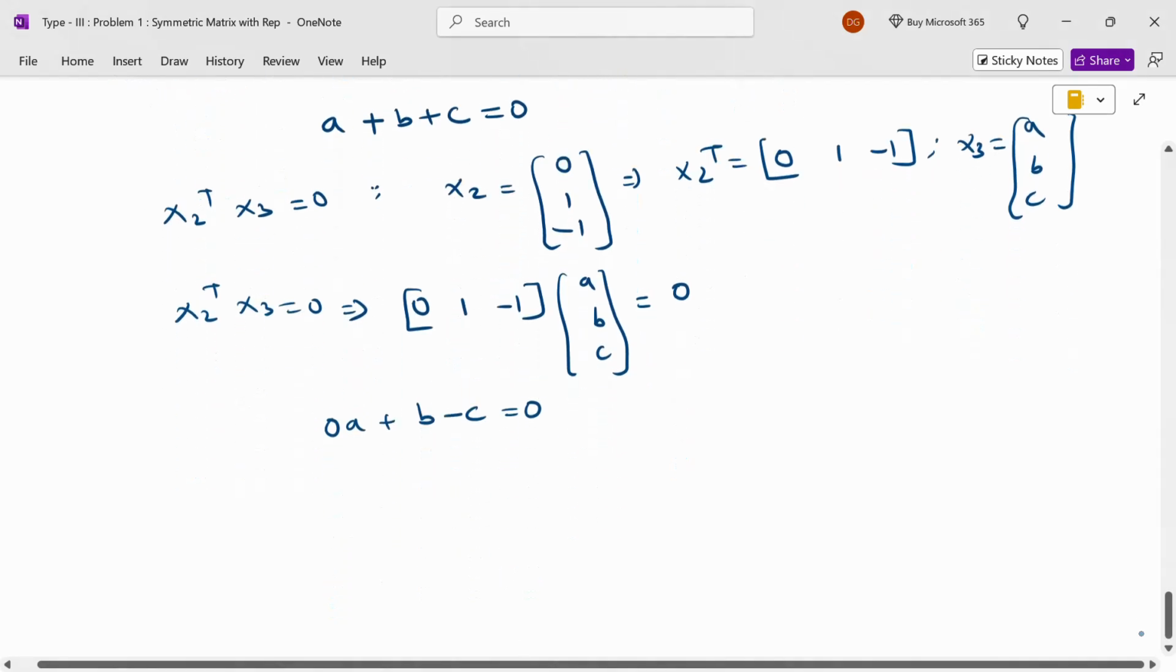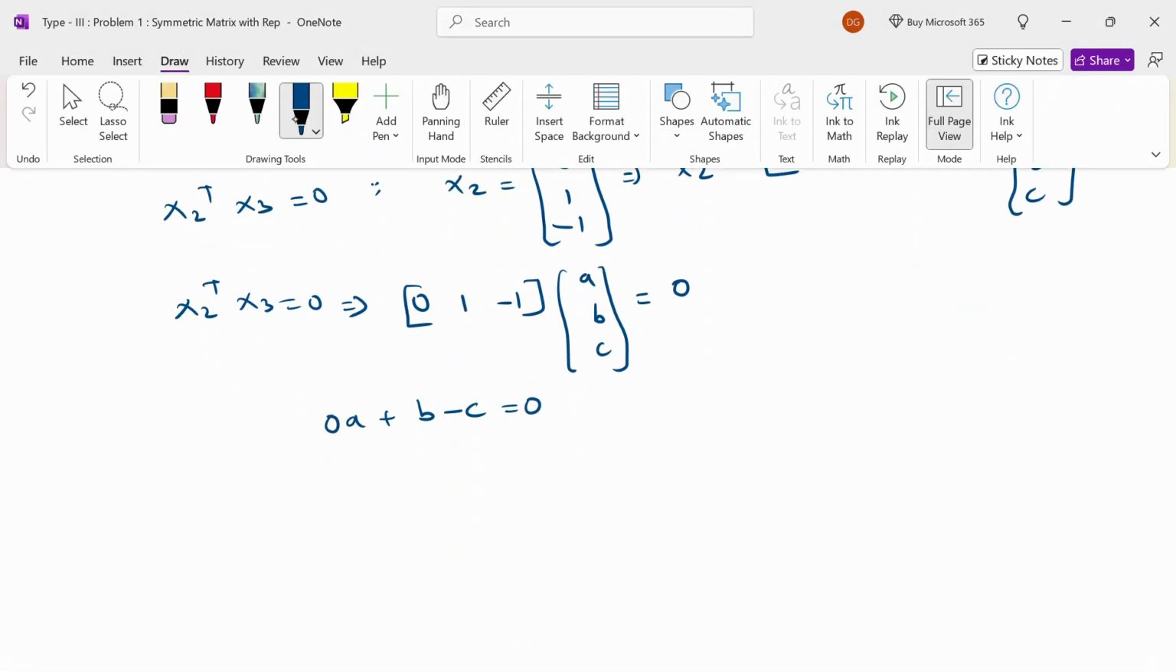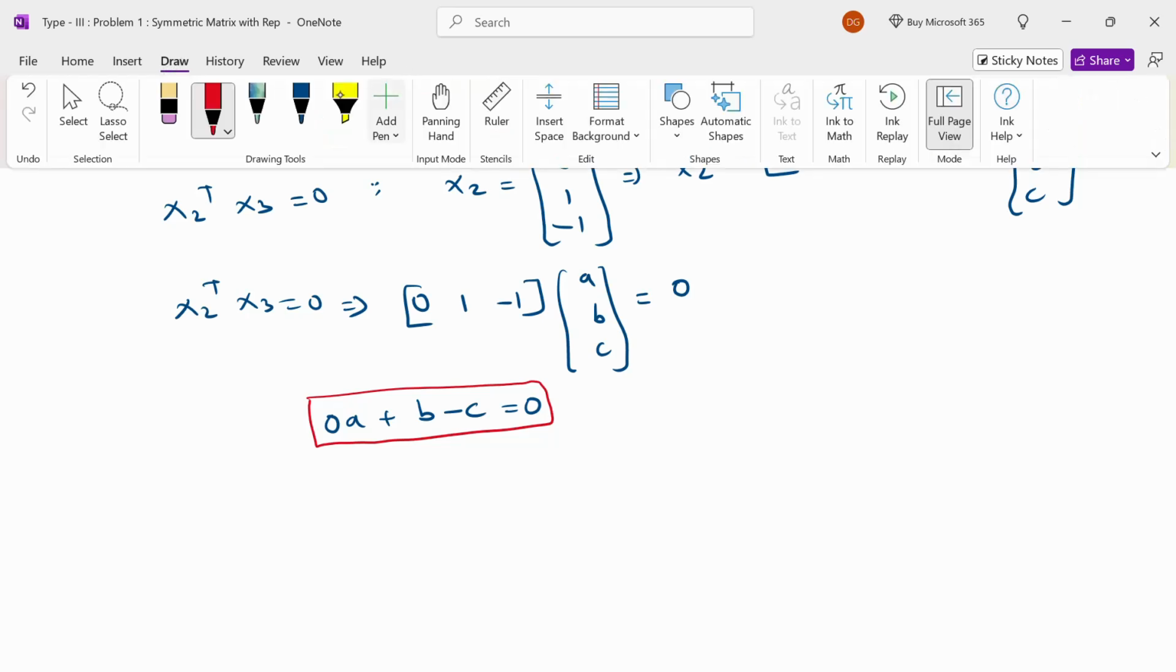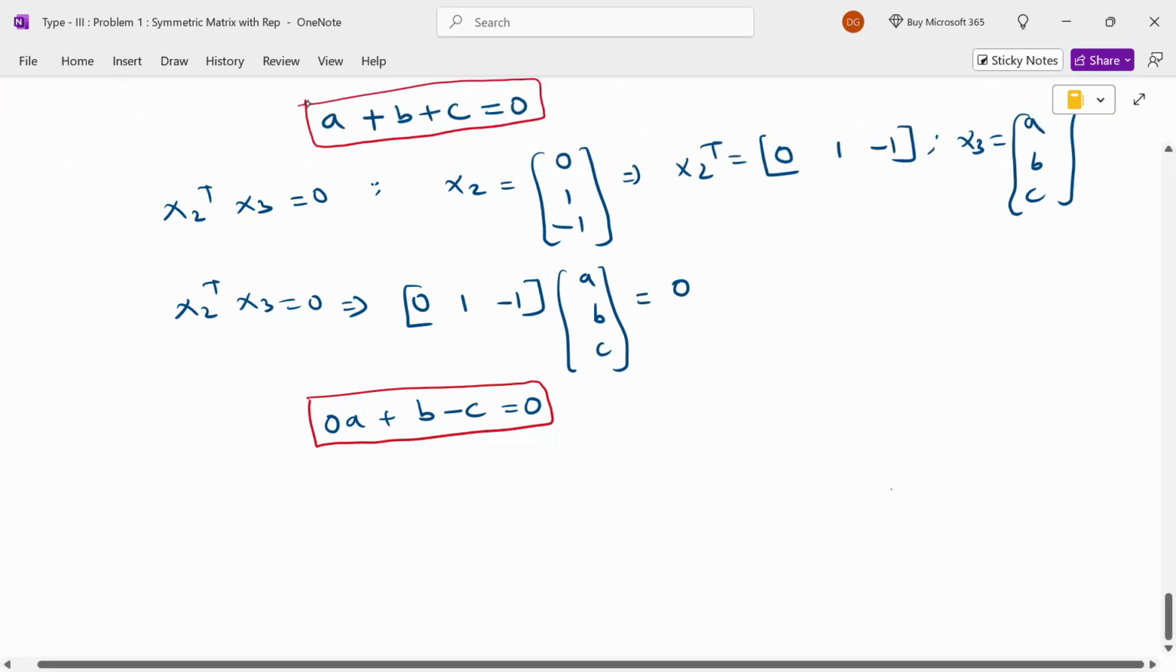Now take these two equations. These two are our two linear equations. So very simple. The first eigenvector gives one linear equation, and the second eigenvector gives another linear equation. So a plus b plus c equal to 0, and 0a plus b minus c equal to 0.